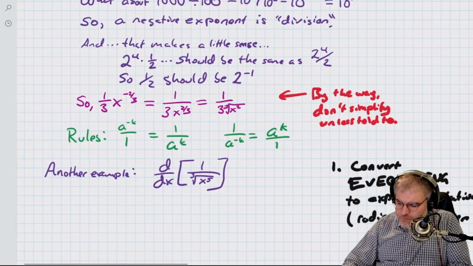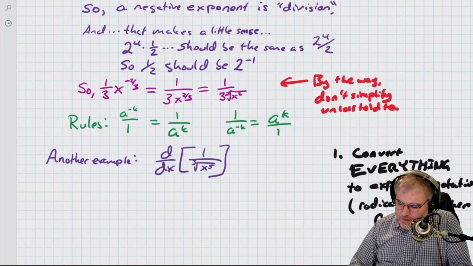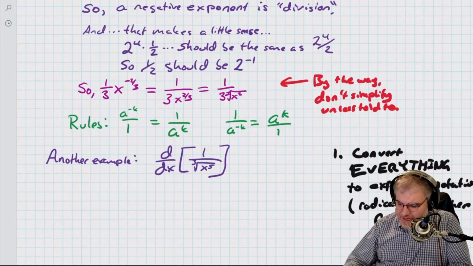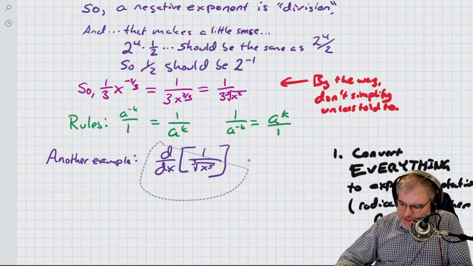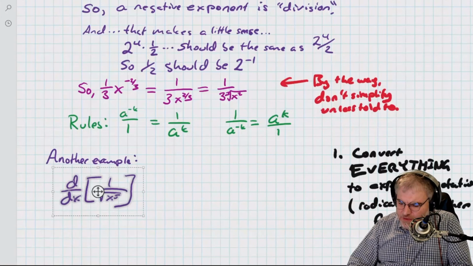Okay, so I've got this thing here. What am I going to do to it? So this is the derivative. Now notice, when I do this, I'm going to keep the derivative inside. I'm not going to mess with this derivative sign. This right here means take the derivative of.